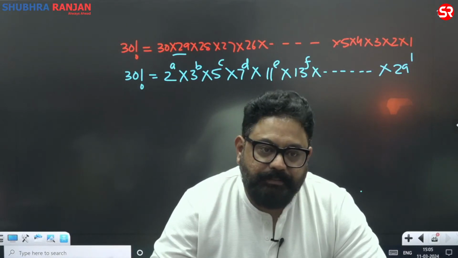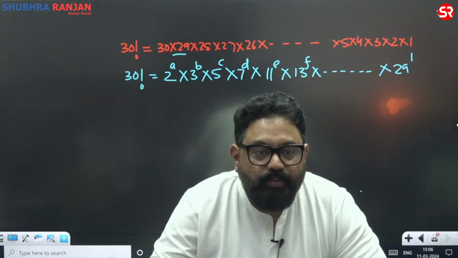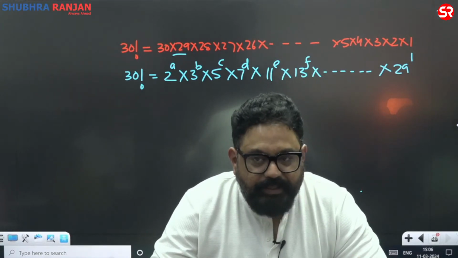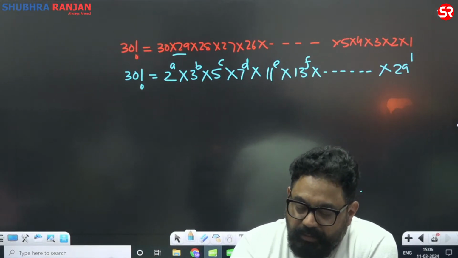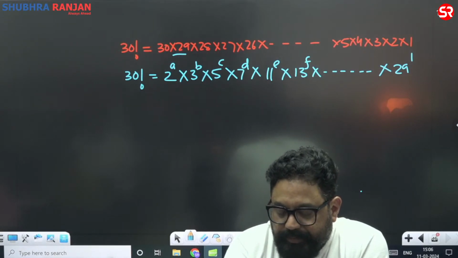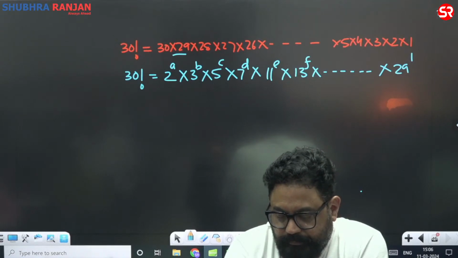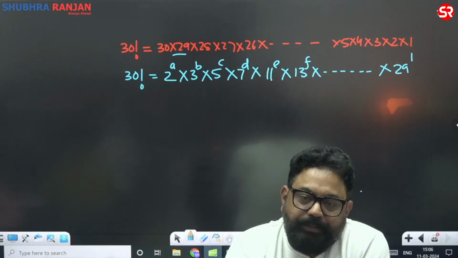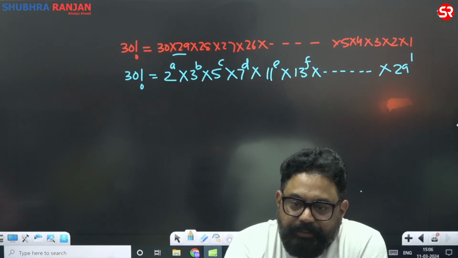So now I am giving you a method. Please write it down. This is a method to find the power of a prime number in a factorial.